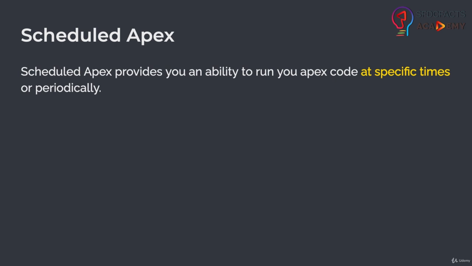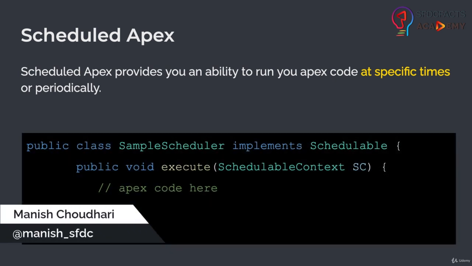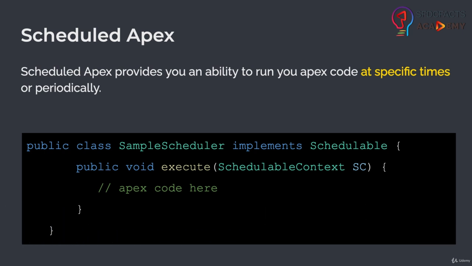In order to create the Schedule Apex, you need to implement the Schedulable interface. What it does is give you an execute method where you need to write your Apex code. So if you want to call your synchronous Apex code, or even if you want to call your async code like batch Apex or queueable Apex, you need to call it from this execute method. This execute method takes a SchedulableContext as a parameter, which is used by Apex internally. So you won't be using this SchedulableContext variable in your code.